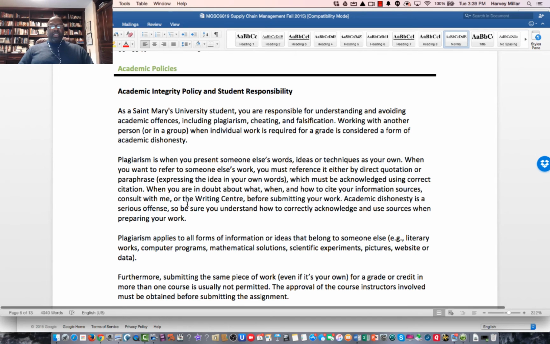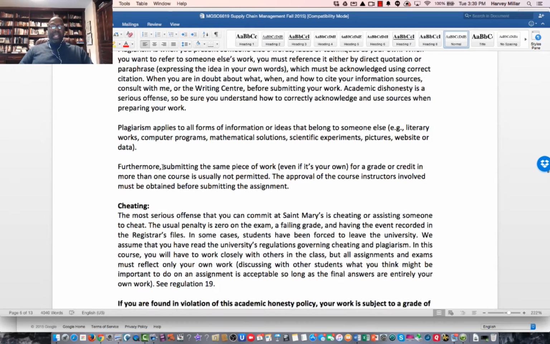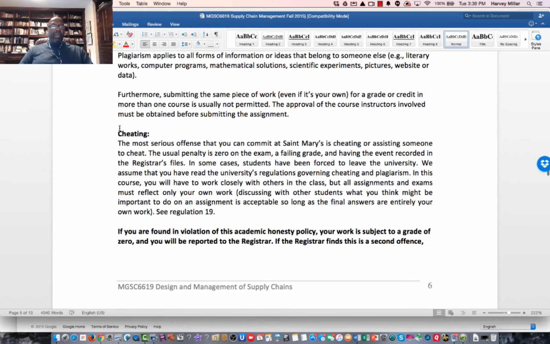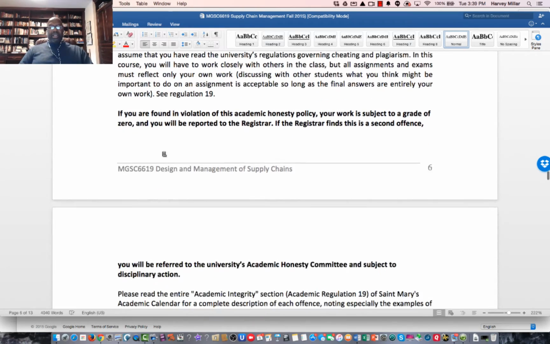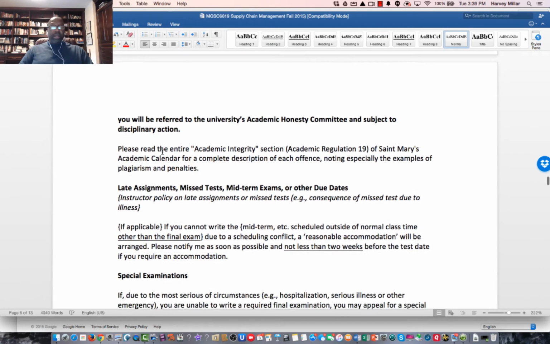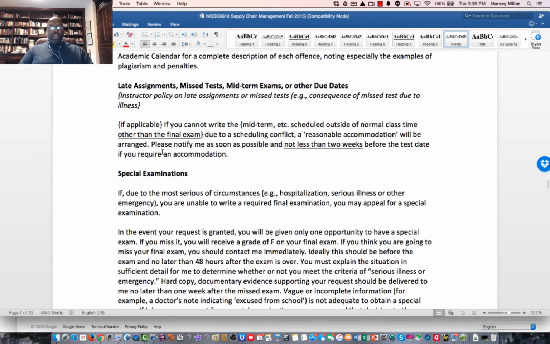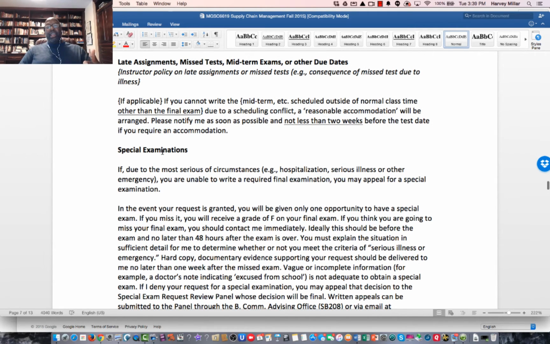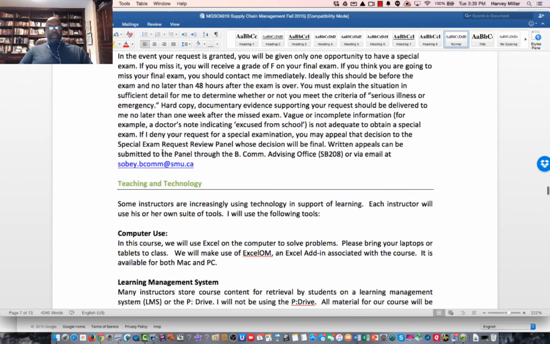Some of the other things that I would expect you to read are the basic academic policies, which you would get in all of your courses, and the disposition on cheating, which I don't expect to see in this classroom. We don't have any major final examinations, so we don't have to worry about special exams.